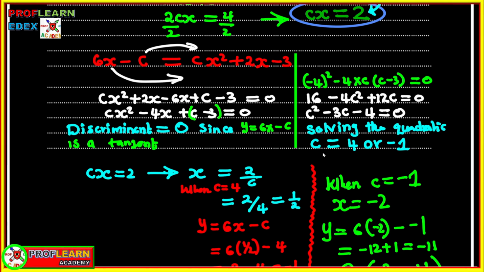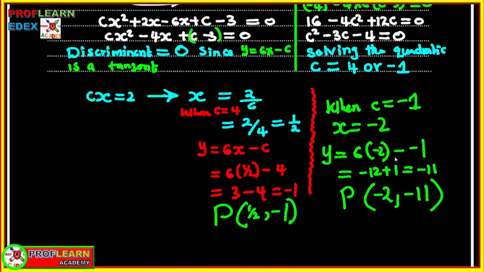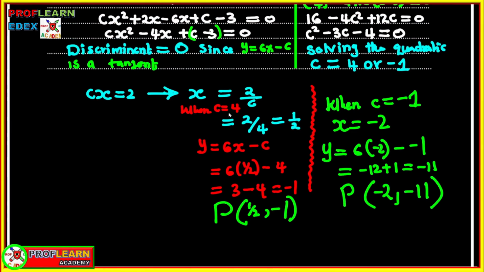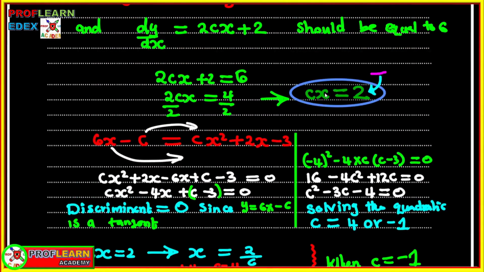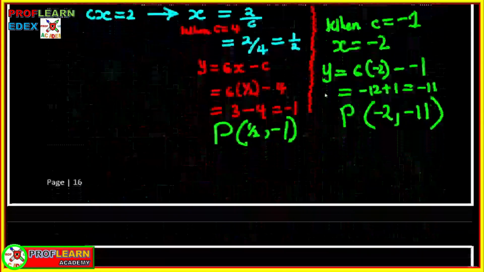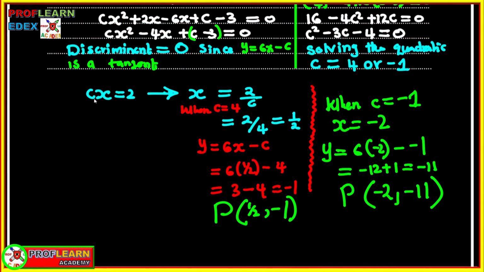Solving that, I'm getting c equals 4, or c equals -1. Now, since I have c and I have x, I can go to this equation and find the value of x. So from cx equals 2, x equals 2 over c.